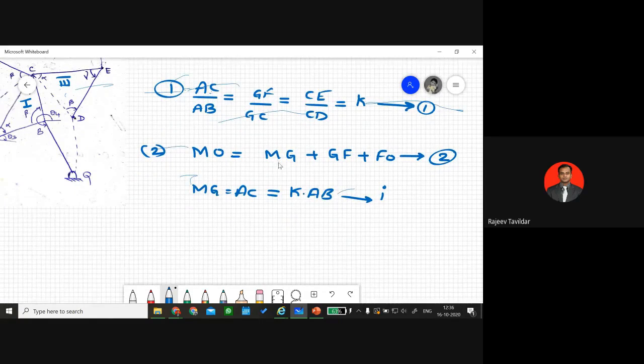Now for this MG, I have used some conversion. Let us see what conversion I can use for GF. GF is directly available in equation number 1. So what I'm going to do is write here GF will be equal to K into GC. This is directly available in equation number 1.